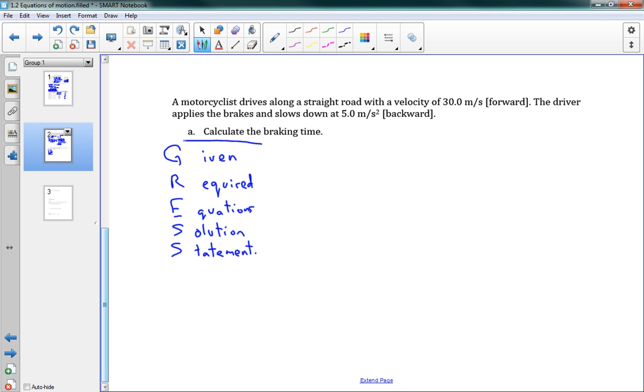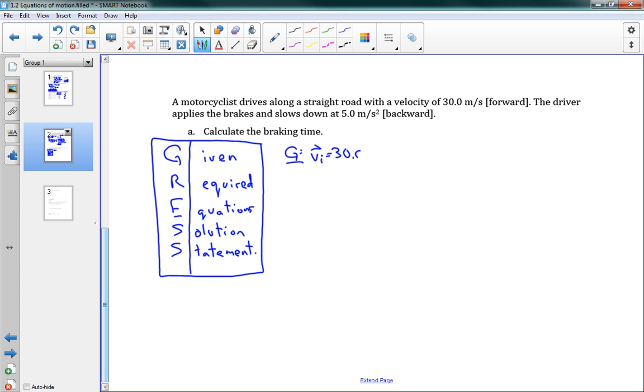Okay, and this is just a formal way to lay out the solution to a problem. I don't require that you use this, but if you find that you're having any trouble, it's not a bad way to go. You start this method by putting the letter G, and now we're going to list all the information that we're given. We're given that the initial velocity equals 30.0 meters per second forward. I'm just going to put an F for forward.